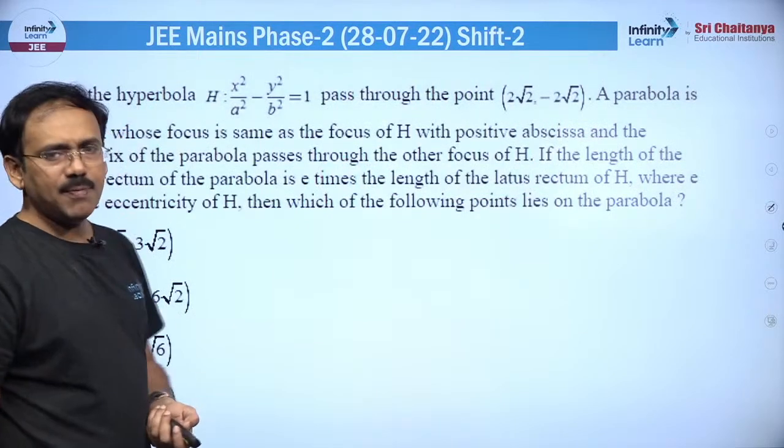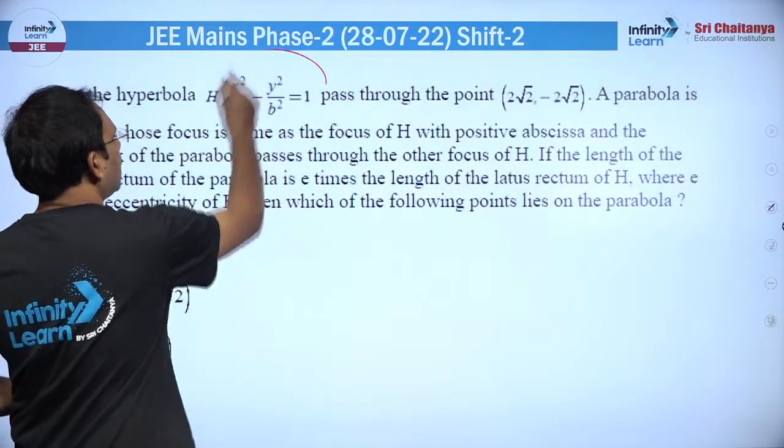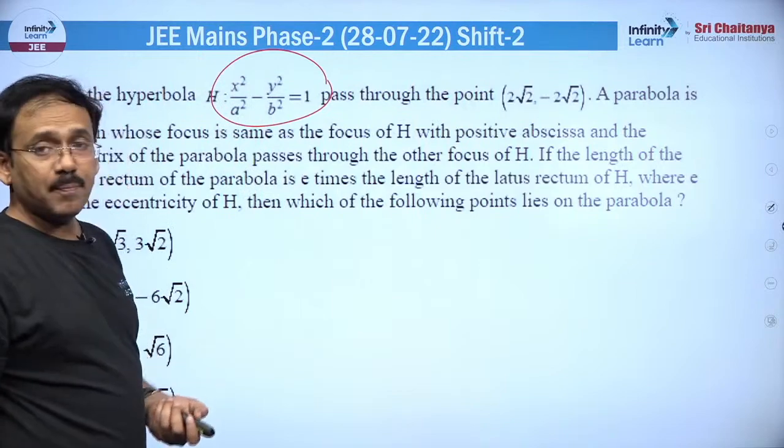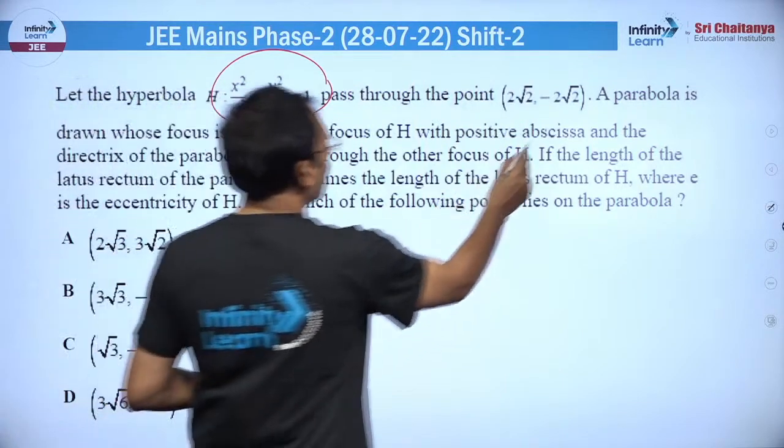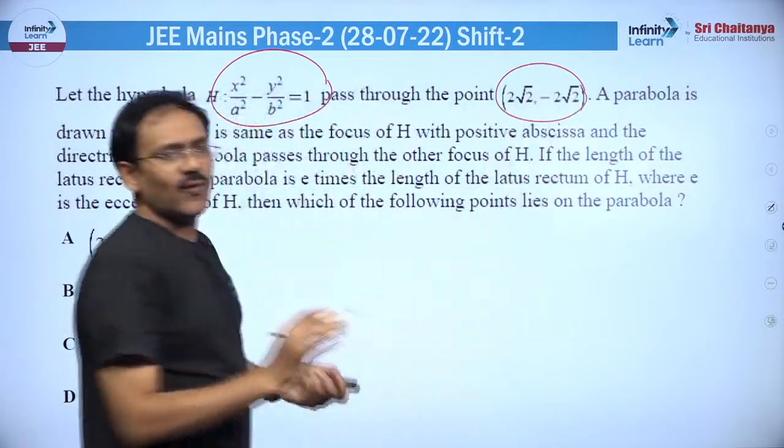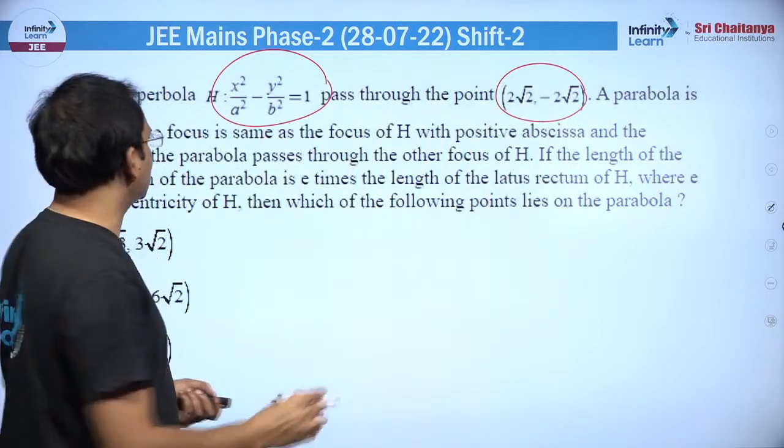Next, the hyperbola x square by a square minus y square by b square is equal to 1 passes through 2 root 2 comma minus 2 root 2, which gives one relation connecting a square and b square.